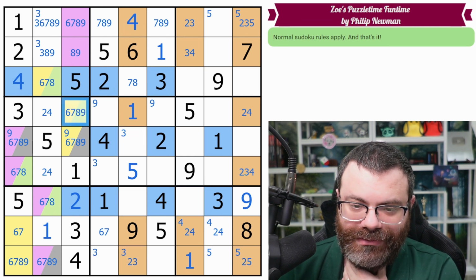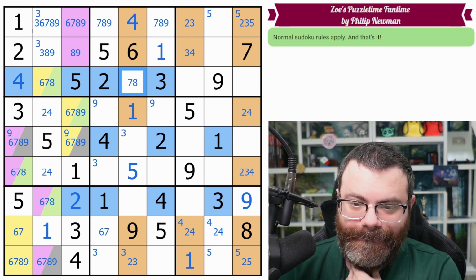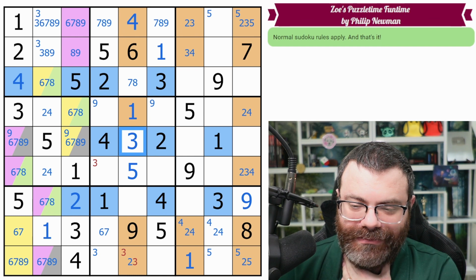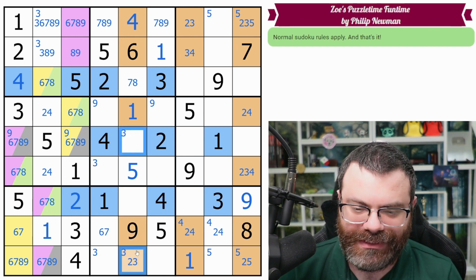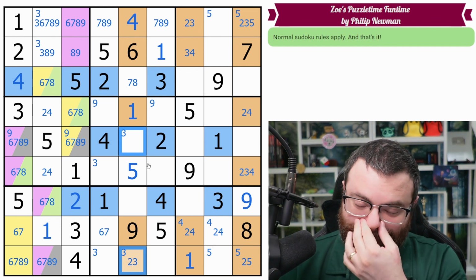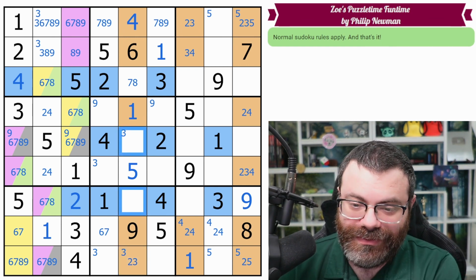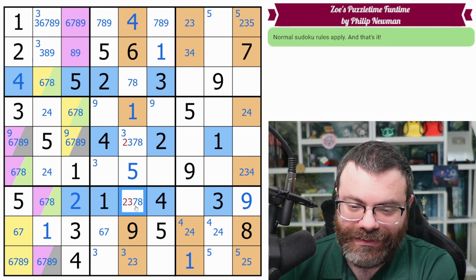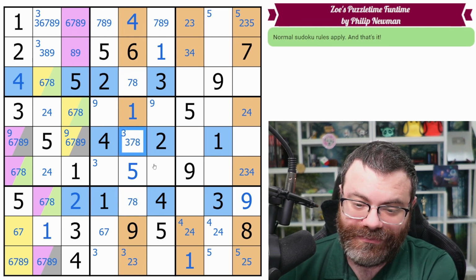I'm not sure how far back to go. 7, 8, 9. That's not 9. Cleared that. Got this 3 for the column. No, because it's not a 3 for the column. That was my mistake. Okay. Whoops. Making dumb mistakes. So we need 2, 3, 7, 8 here. 2, 3, 7, 8. That's not 2, 3. That's not 2. So we have a 7, 8 pair here.